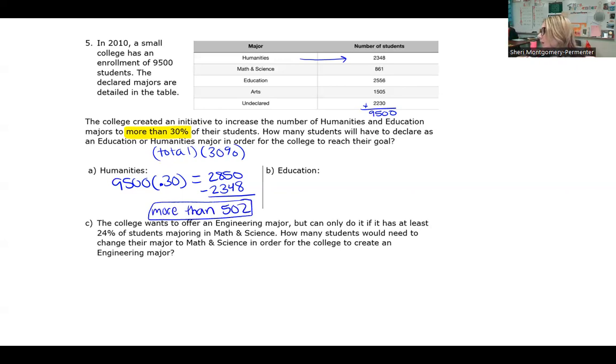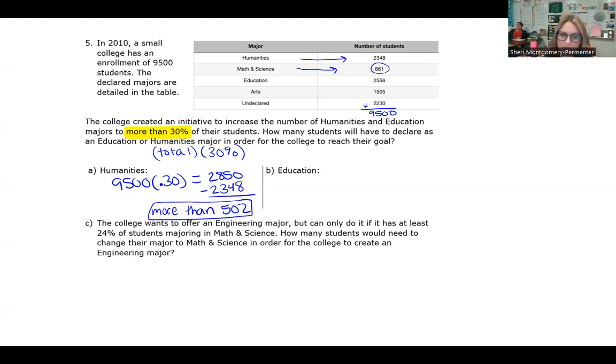So these, by the way, are questions off of the ACC final. So if you're taking the ACC final and you know how to do this question, which works exactly the same way, it's just different numbers, then you'll be awesome. The second question is basically the exact same thing. It says the college wants to offer an engineering major, but can only do it with at least 24% students majoring in math and science. Well, okay, currently in math and science, we have 861.